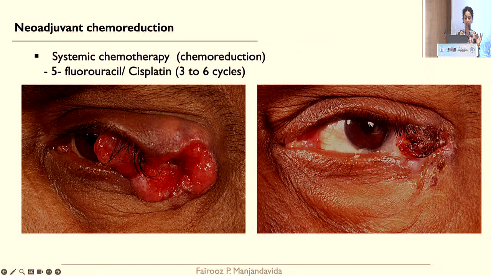Now, when you have a large lesion like this, as a surgeon, as an ocular oncologist, I want a margin clearance after excision. So what I do is I chemo-reduce it. I give chemotherapy initially, chemo-reduce it to an extent where now I can excise it with a margin clearance.